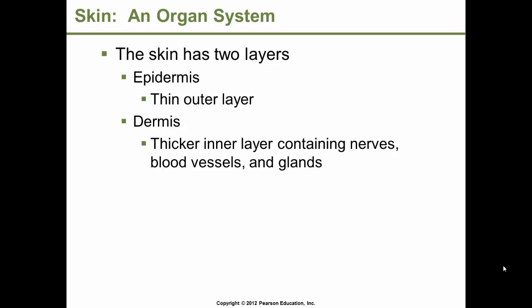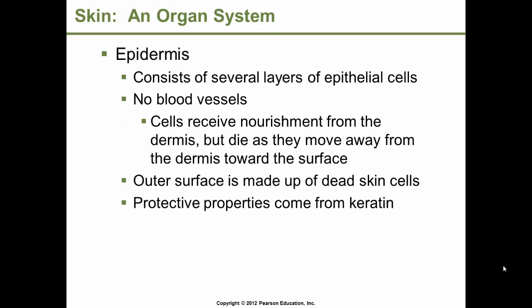The skin has primarily two layers, the epidermis and the dermis. The epidermis is the thin outer layer, and the dermis is the thicker inner layer that contains the nerves, glands, and blood vessels. The epidermis consists of several layers of epithelial cells. It has no blood vessels. The epidermis is composed of dead skin cells that are shed at a rate of almost 30 to 40,000 each minute. These dead skin cells absorb water, giving them that wrinkled effect in water that we have.